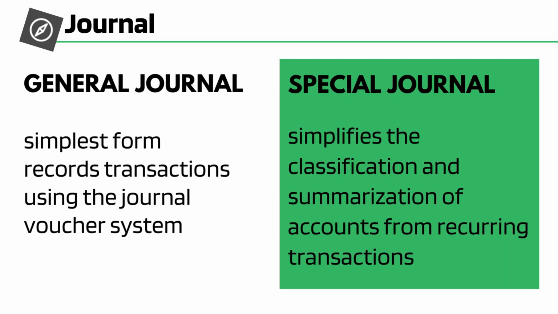There are 2 types of journals, the general journal and the special journals. A general journal records transactions using the journal voucher system that cannot be recorded in the special journals. It is the simplest form of a journal. On the other hand, special journals are designed to simplify the classification and summarization of accounts from recurring transactions.